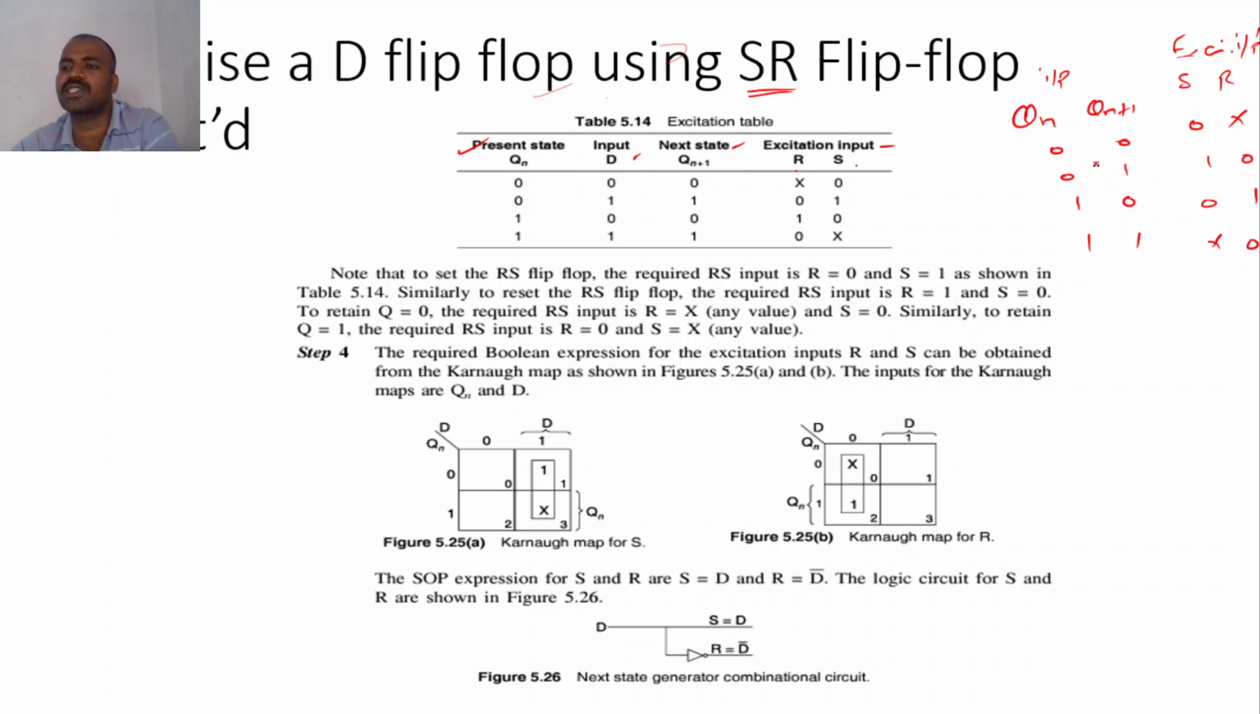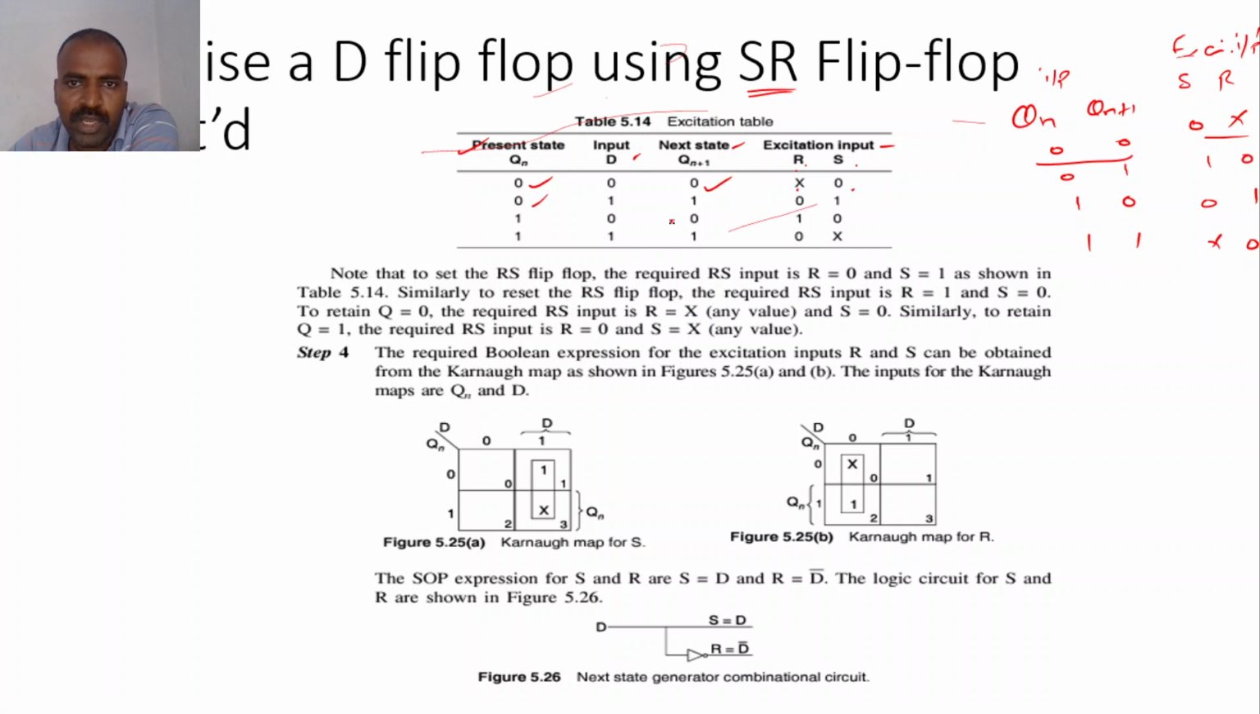This is what the excitation table of the SR flip-flop is. So see here, Qn is 0, Qn plus 1 is 0. So 0 0, as per this excitation table, it is 0, don't care. So here R is written first, so here I will change it to don't care, 0.